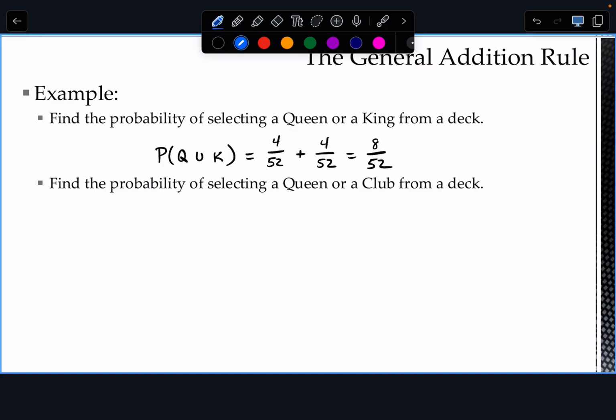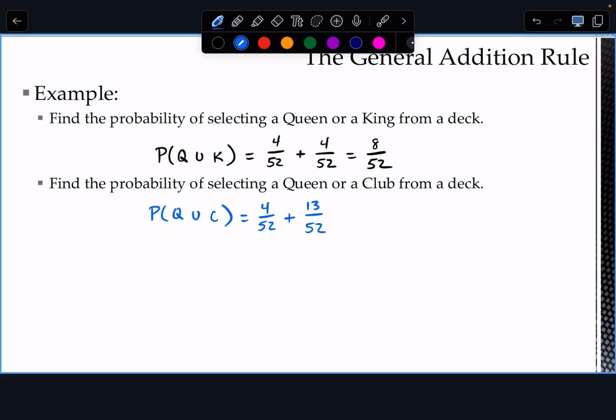For the second example, similar start, probability of selecting a queen, or this time we change to a club. So if I want to abbreviate, I could use Q and C this time. So probability that we get a queen or a club. And as we start out, we just look at the individual events. Probability of a queen we said was 4 out of 52. Plus the probability of drawing a club would be 13 out of 52.